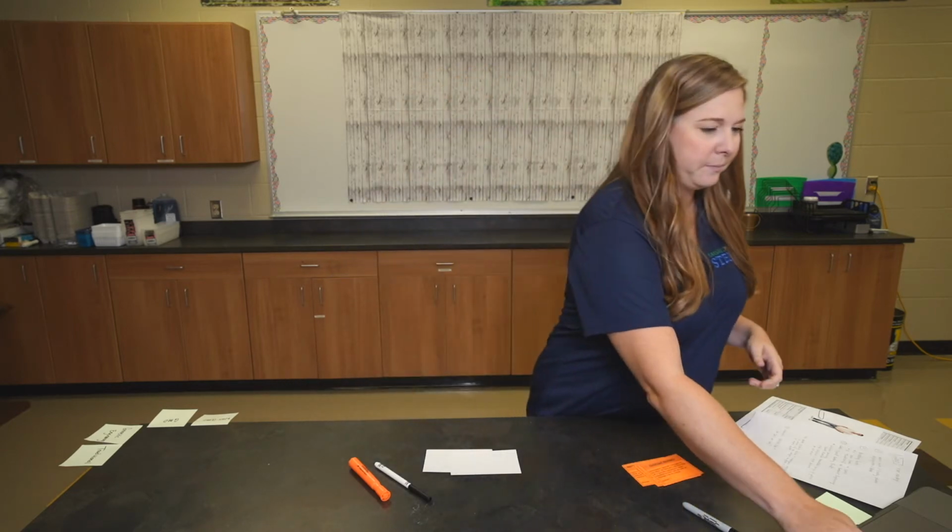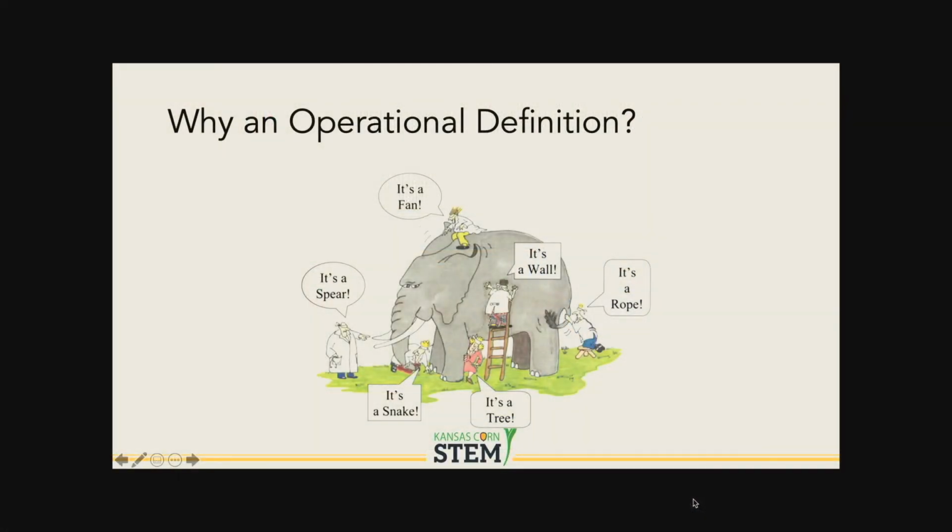Now here's the big question. Why is a working definition so important? Take a look at this. Operational definitions are used all the time, all over the place. Here's a great example, the analogy of the blind men and the elephant. The blind men all approach the elephant from different positions. They can feel the elephant, but they can't see him.